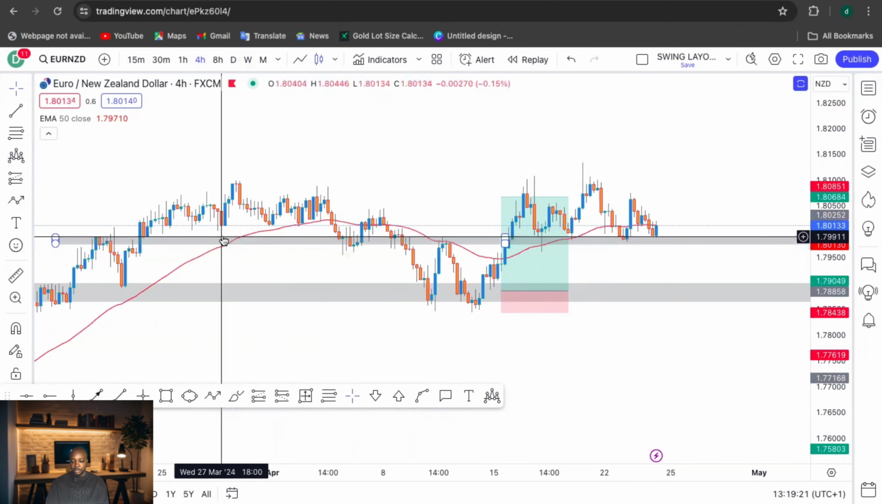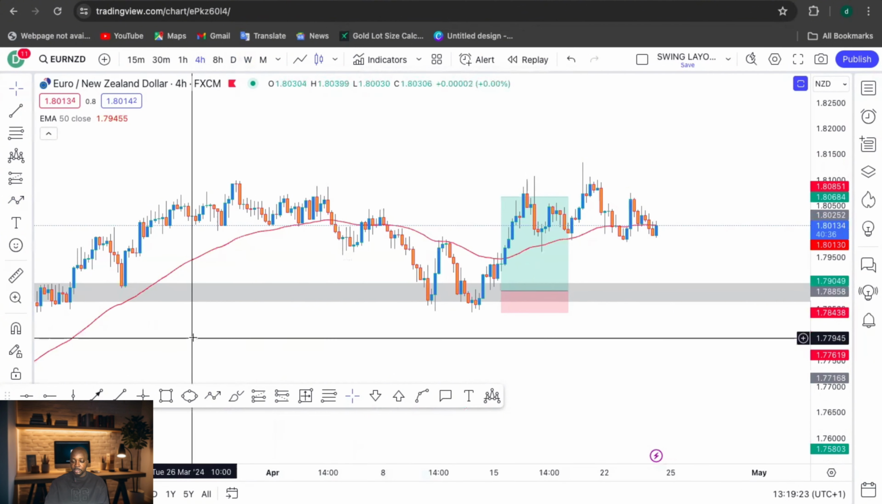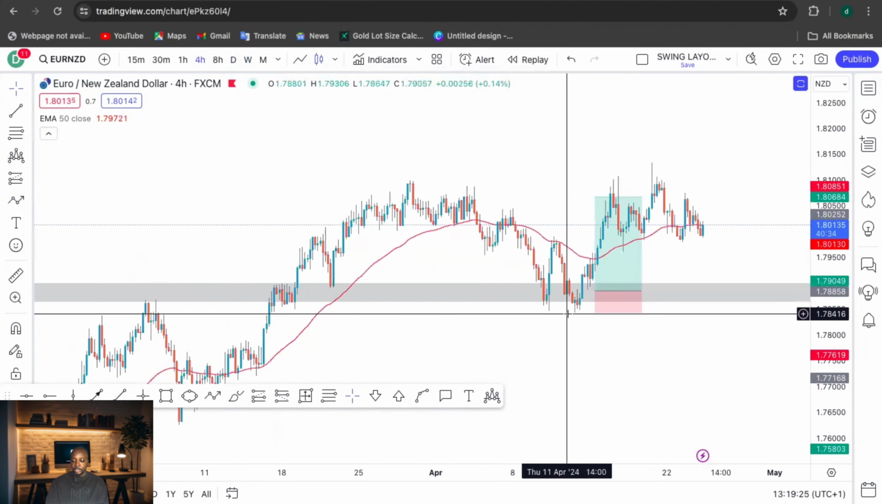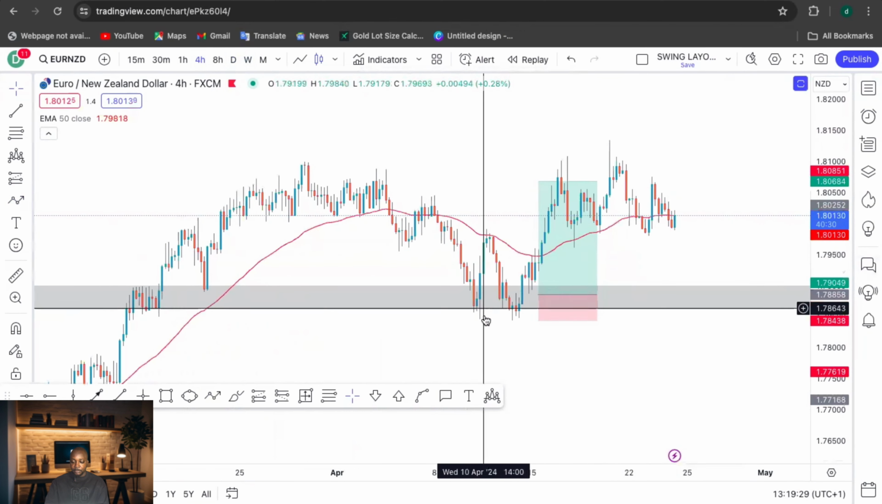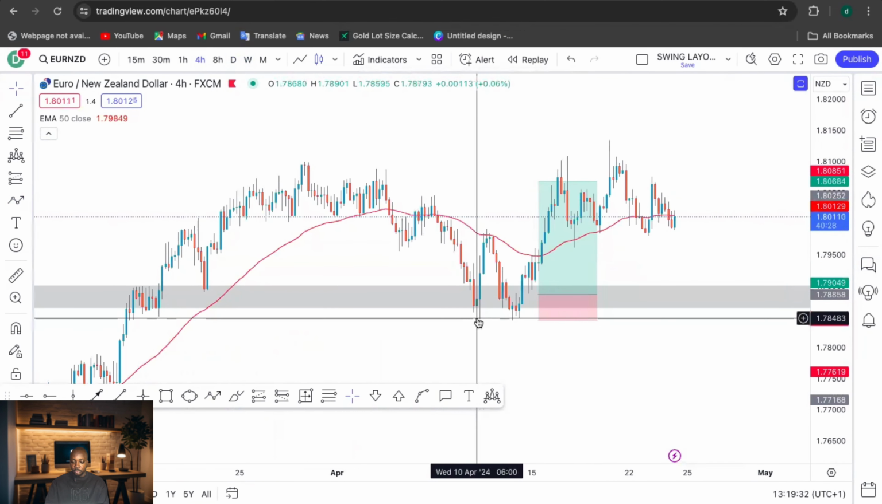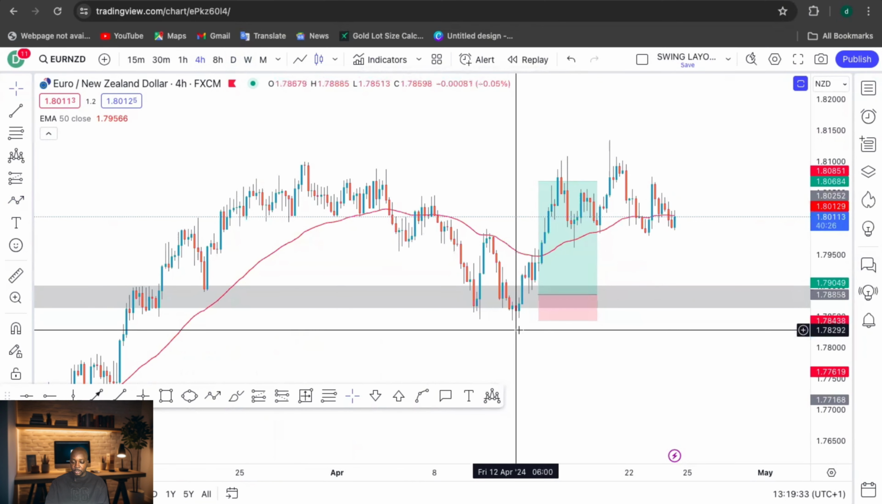You can take this level out. We're only looking at this level. This is the level that we marked out on the daily and the weekly time frame. Now, on the 4-hour time frame, the market came into this level, made one bottom, pushed up, second bottom.